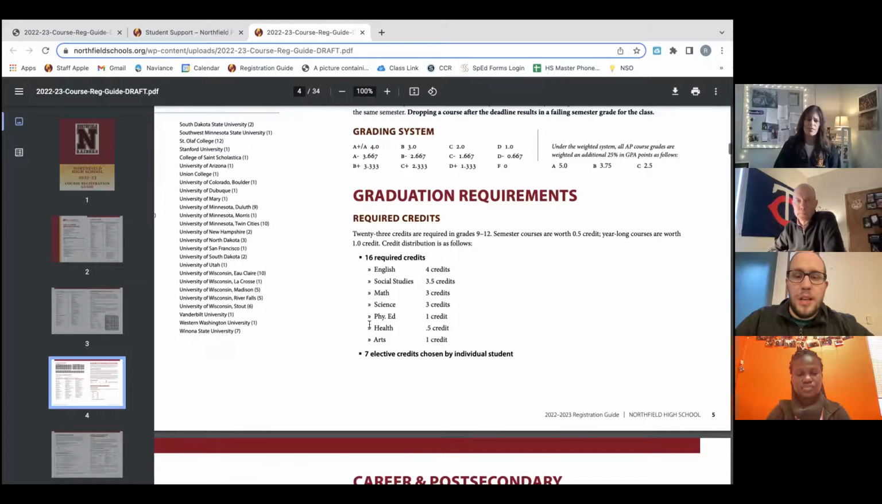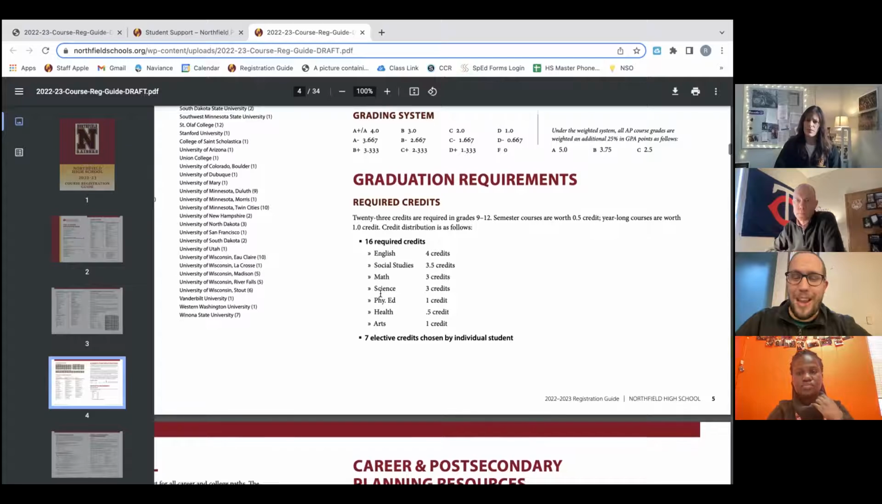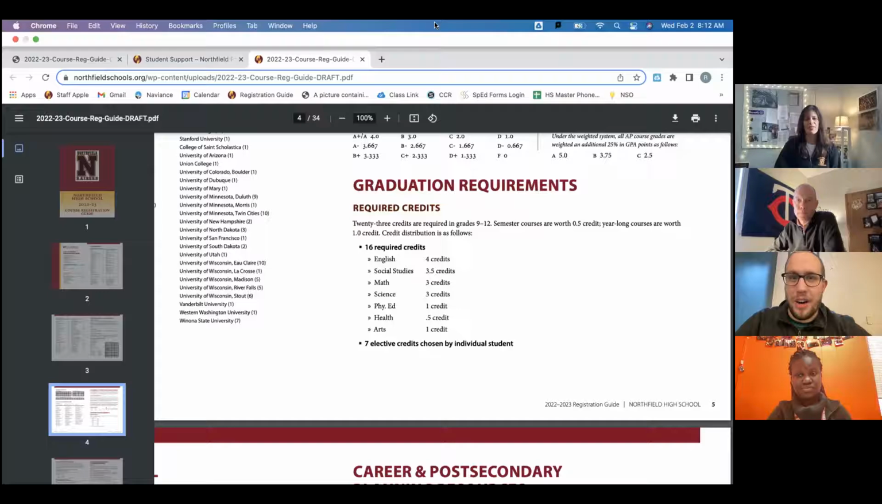It's important to think about that these are only the requirements for graduating from Northfield High School. If you have specific hopes and dreams of going to a 4-year college, these might differ depending on the college you're applying to. But I'll let my colleague, Ms. Rasmussen, get into that a little more as we start talking about the future here. I'll stop sharing my screen and give it over to her.